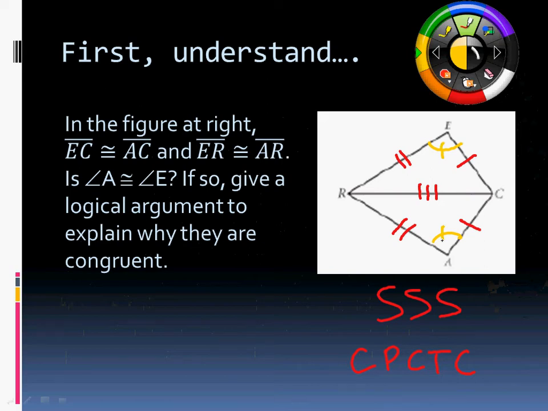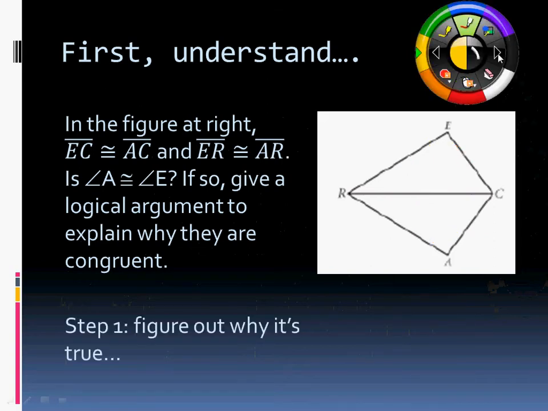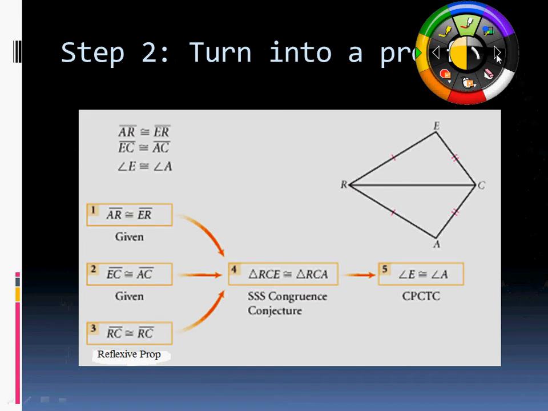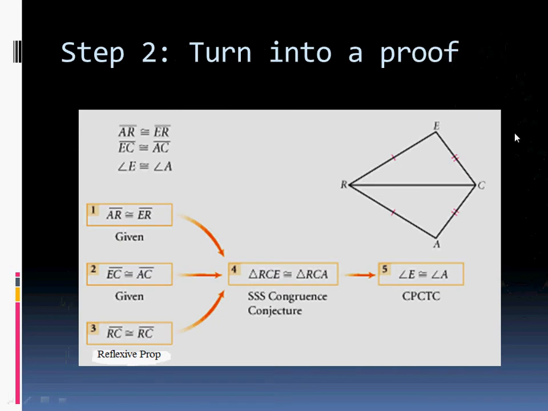So first, this is what I'm trying to understand here. I've gone through step by step, and I've figured out why this is true. Well, now I want to take a shot at the proof. Now this is what the proof looks like. The proof looks something like this. And I just want to explain to you what we have here. You can see that in this proof, I put boxes around the statements.